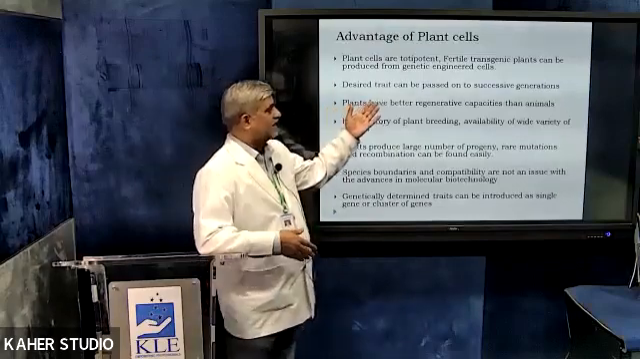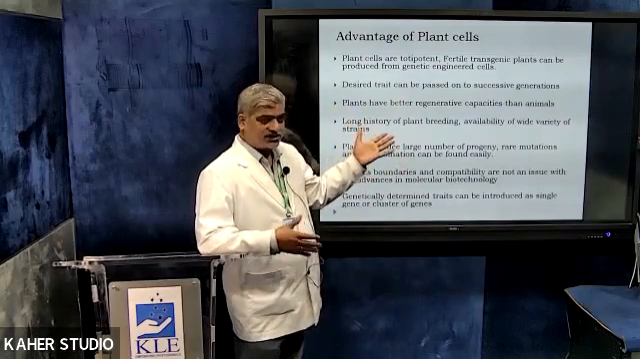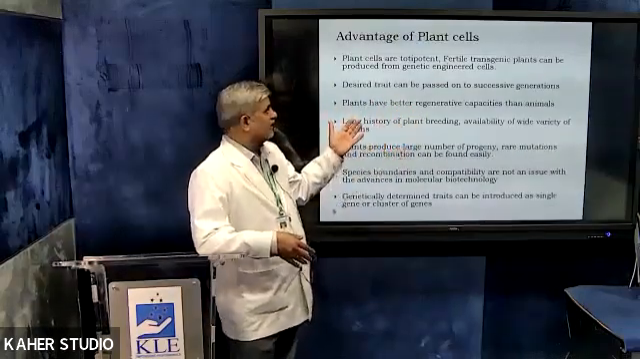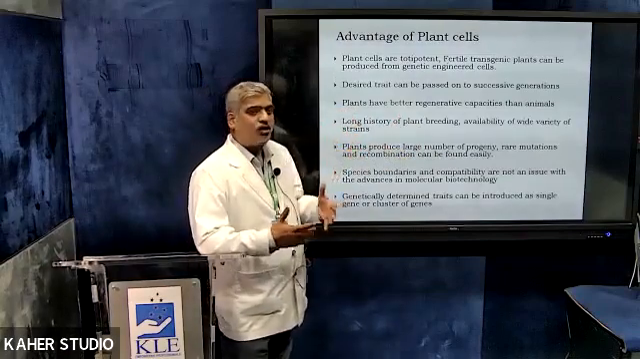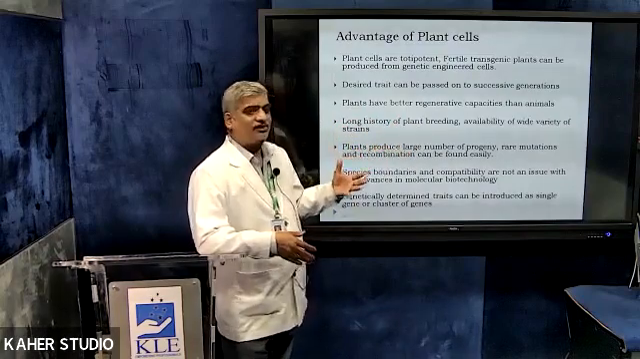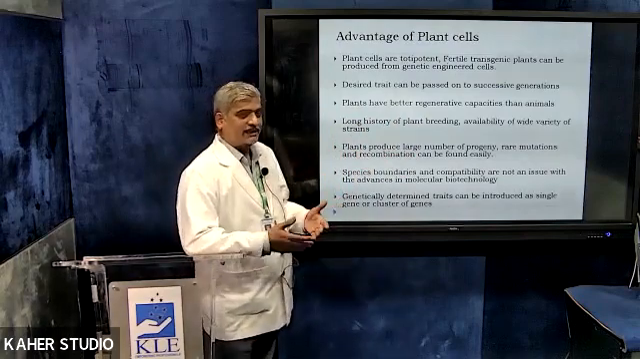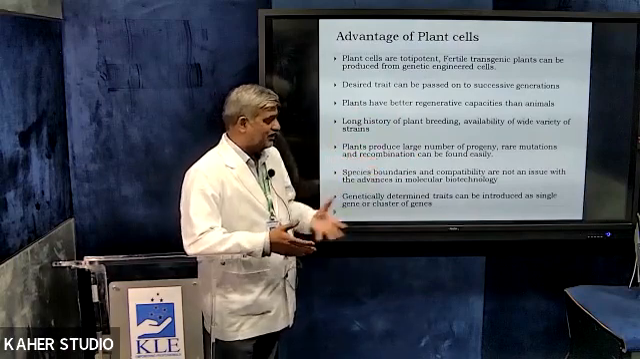Desired plant traits can be passed on to successive generations, and plants have much better regenerative capacities than animals. Therefore, they are more amenable to genetic engineering, and there has been a long history of plant breeding. The availability of a wide variety of genetically modified plant strains also indicates that it is a very feasible technique for plants. Plants produce a large number of progeny.